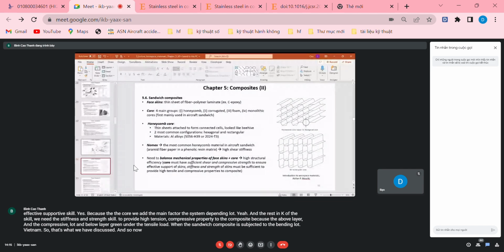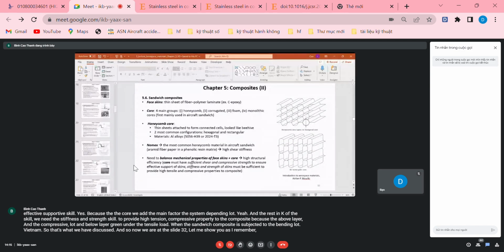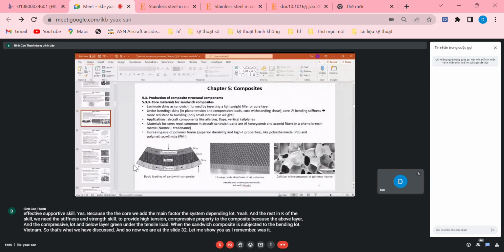And so now we are at slide 32. Let me show you, as I remember. Here. So in the above skin, we have compression load. In between the skin and core, we have the shear load. The other skin is subjected to tension load. That's what I have mentioned.